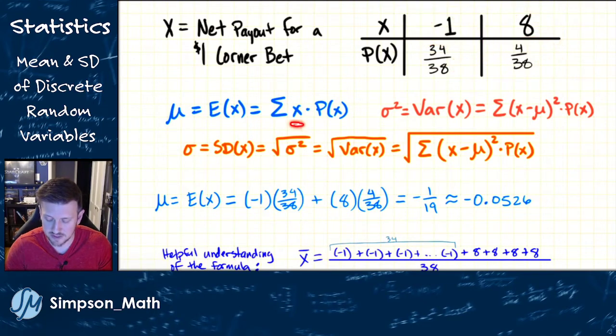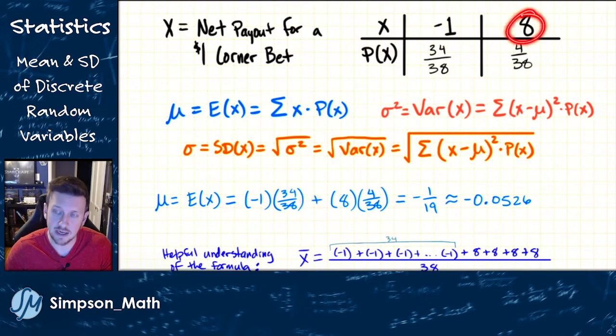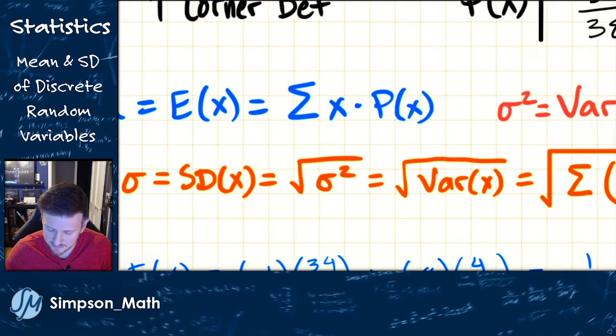So go to your first x, which is -1, multiply it times its probability, which is the 34/38. Then plus, go to your next x, which will be 8 times its probability, 4 out of 38, and you add them up. Let me just point out that on this formula, in some cases, you might see a little subscript i. That's just called an index, or indices if you want to make it plural.